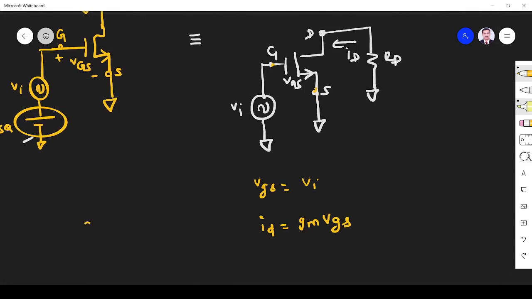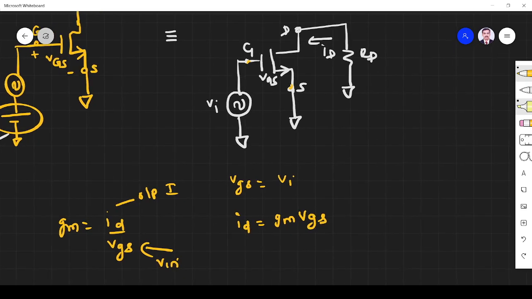The reason is we know transconductance gm is equal to id by vgs. This is the output current and this is the input voltage. Input voltage is nothing but vgs. Output current is the drain current. So that is the first thing. Then we have to find what is vds. So these are all the three AC parameters.